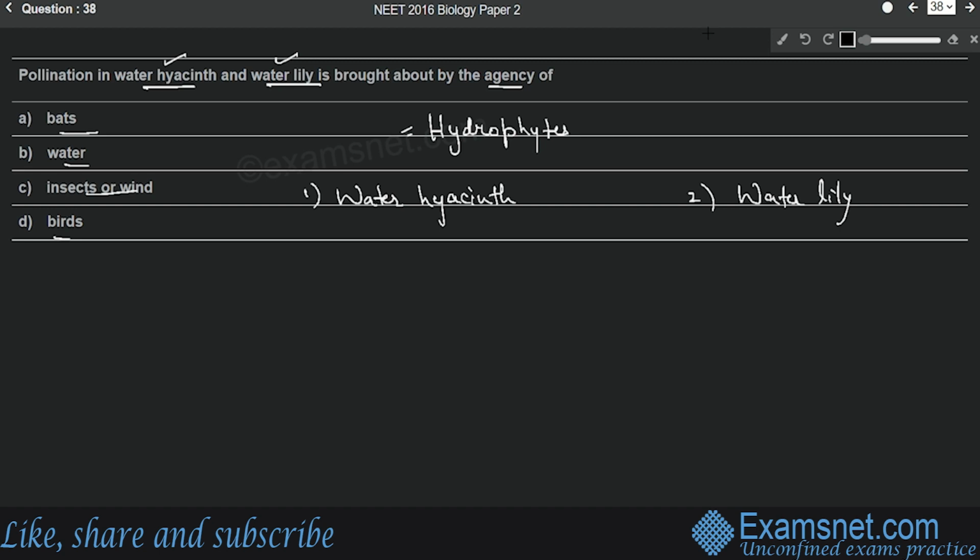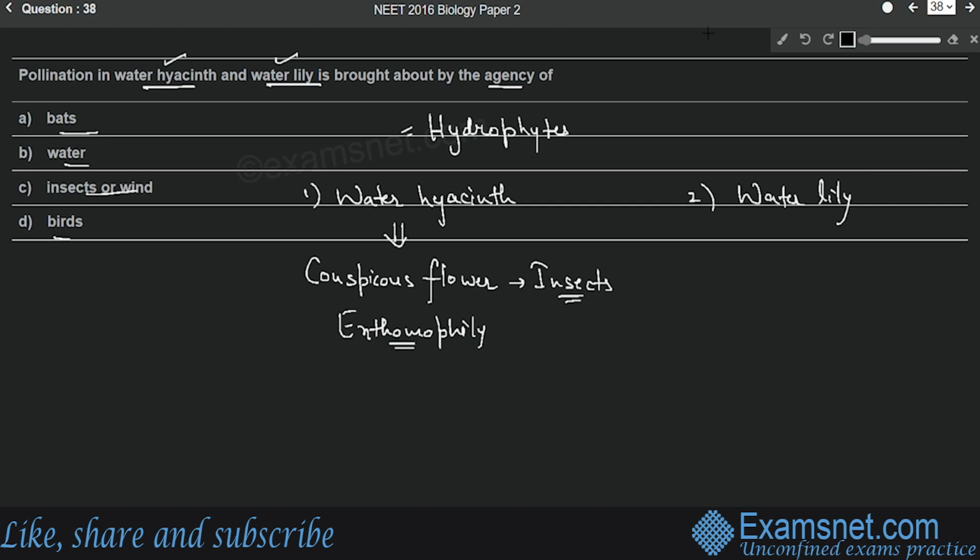So how are these pollinated? If we talk about the water hyacinth, we know that these contain very beautiful and conspicuous flowers, and they have violet or lavender colored flowers. So these flowers are clearly visible to the insects. Insects are attracted towards these flowers, and therefore insects act as the pollinating agent in case of water hyacinth. So what kind of pollination takes place? Entomophily, that means pollination by insects.